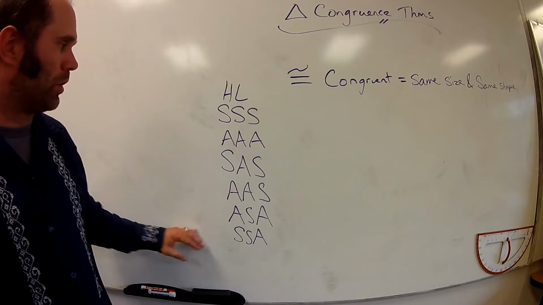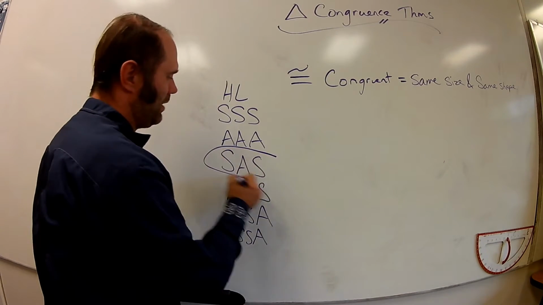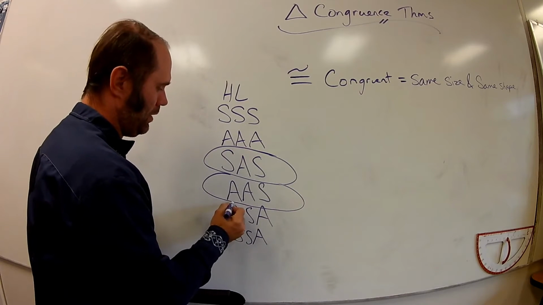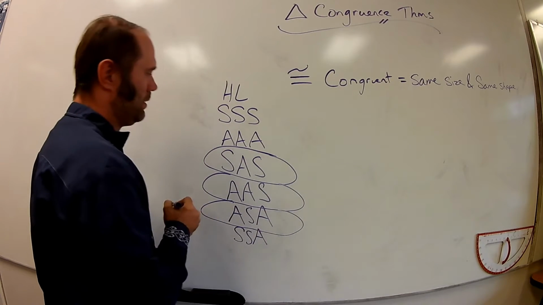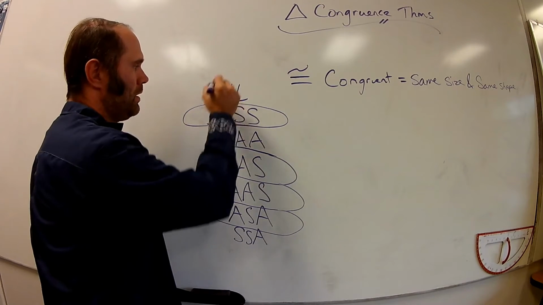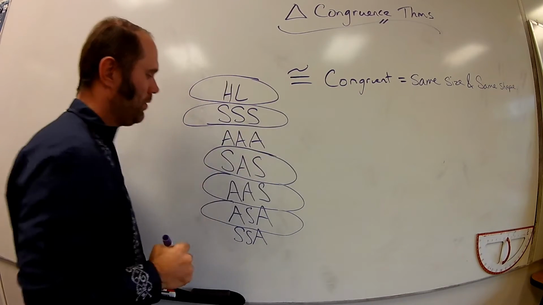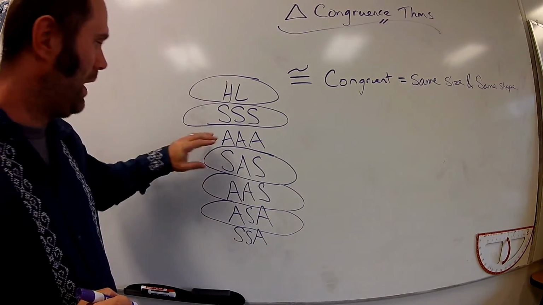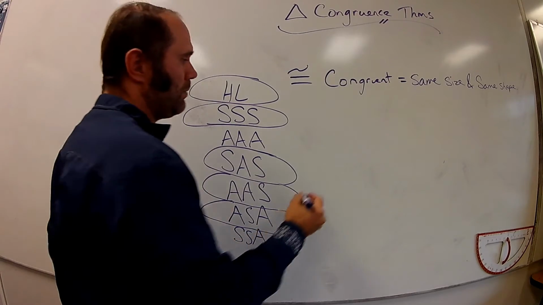They don't all work. Side, angle, side is a good one. Angle, angle, side is a good one. Angle, side, angle is a good one. Side, side, side is a good one. And hypotenuse leg is a good one. So those are the 5, and there are only 5. Angle, angle, angle does not work, and I can prove it really easily.